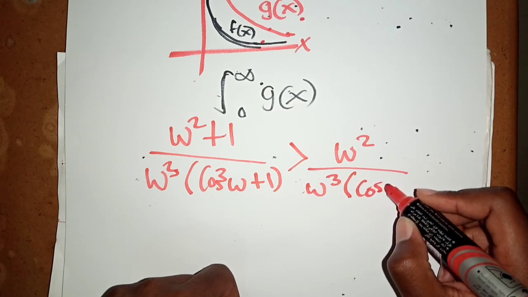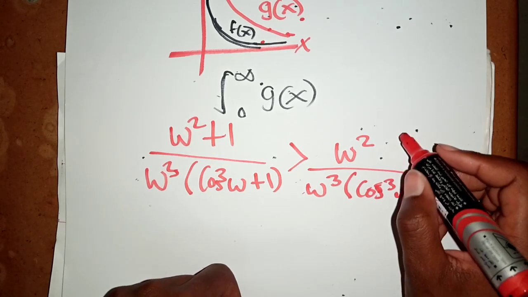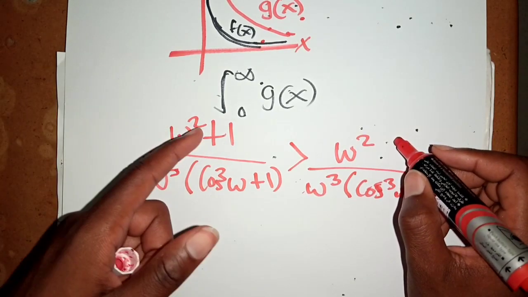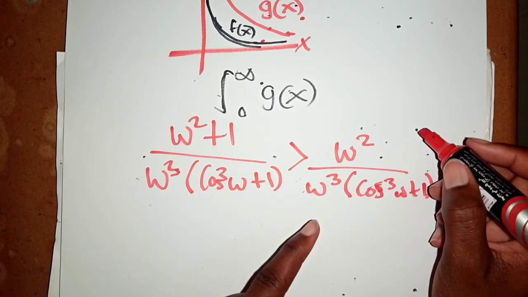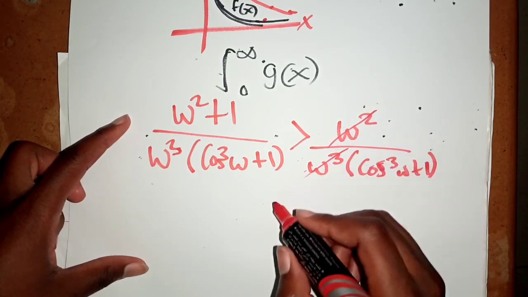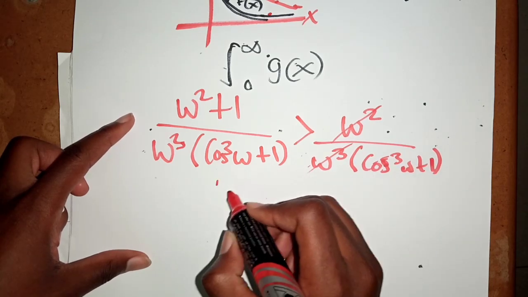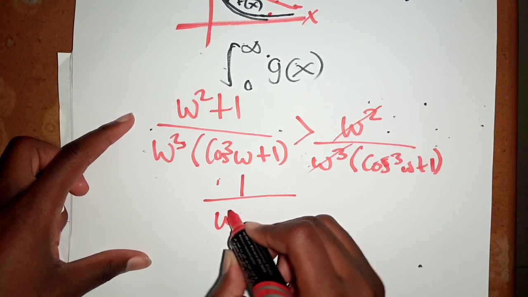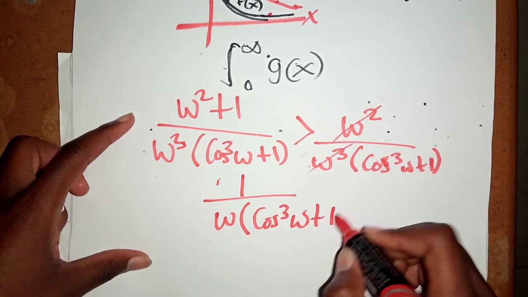cosine to the power 3 w plus 1. Now this is because whenever you add the 1, you increase the denominator, the function is going to be bigger. So definitely this function, it's bigger than this one. And then from here you can go on and cancel the w's. We have got 2 w's there, we've got 3 w's there. So we're going to have 1 over w cosine to the power 3 w plus 1.